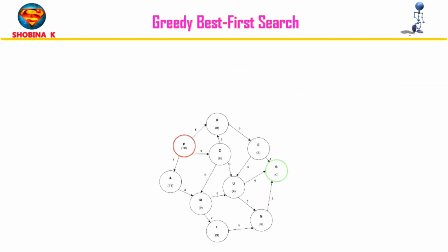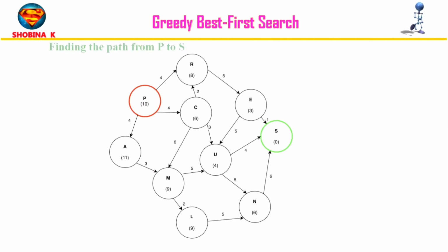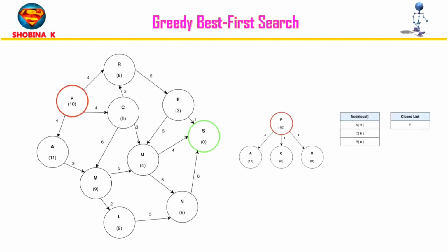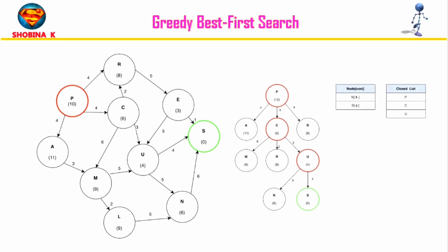And in this example, we are finding the path from P to S. The cost is measured strictly using the heuristic value. C has the lowest cost of 6. Therefore, search will continue. From C, we move to U because the node U has the lowest cost compared to M and R. So the search will continue by exploring U.